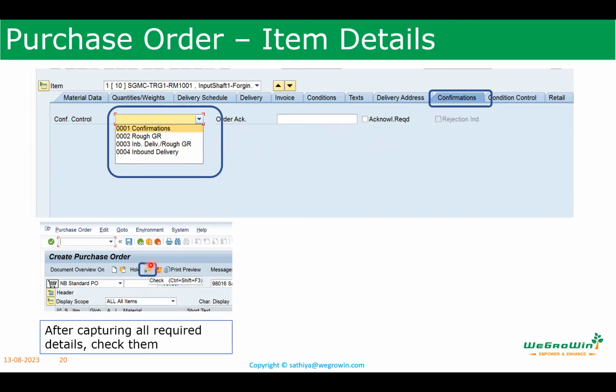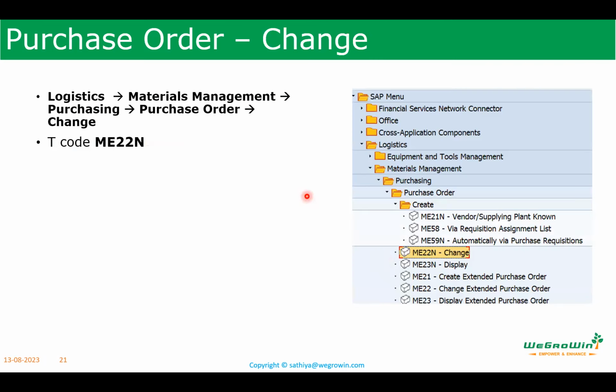Like Kani was checking this purchase requisition with the checking button, check it. Once the things are over, you have to save the purchase order. Purchase order will be saved. So this is how we have to manually create the purchase order.